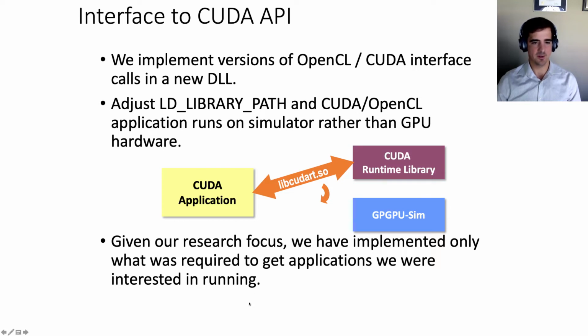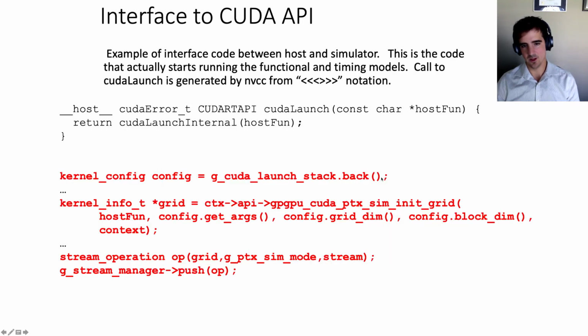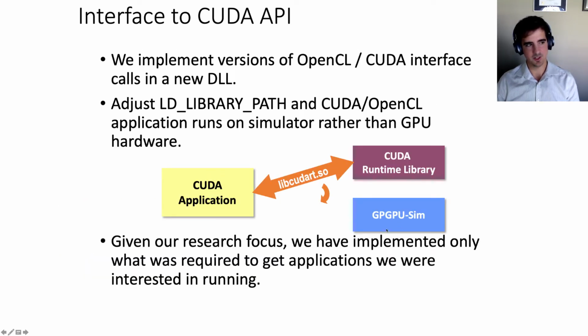But this is just essentially giving a picture of what I just said. You've got your CUDA application. It's dynamically linking to this libcuda-rt.so, which implements functions inside the CUDA runtime library. These functions are implemented inside our simulator, and then it'll talk to GPGPU-Sim through these calls to the CUDA runtime library.